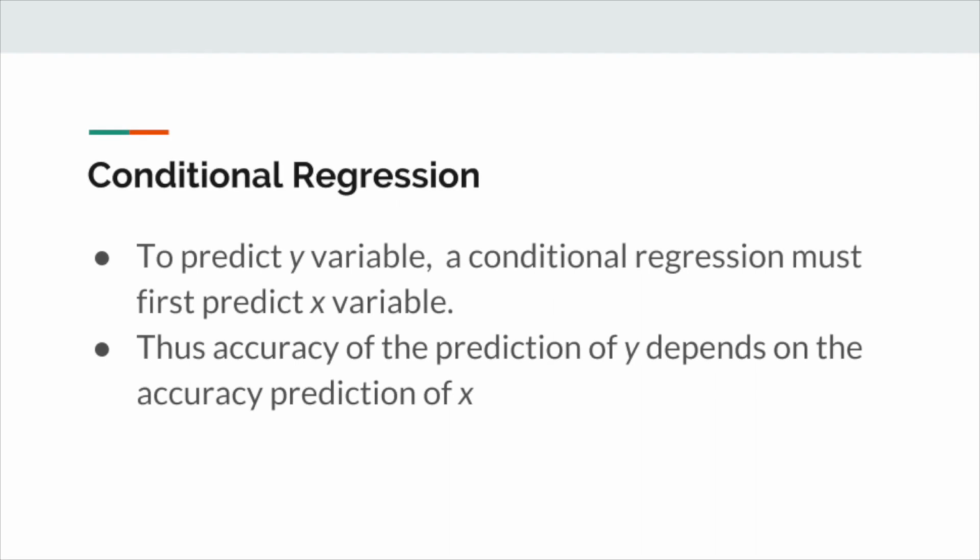Furthermore, the hazard of conditional regression is that predicting the predictor for a regression model of the response variable means that the accuracy of the model of the response variable is dependent on the accuracy of the prediction of the predictor variable. In layman's terms, if your initial evaluation of the variable is incorrect, then all your information is incorrect.